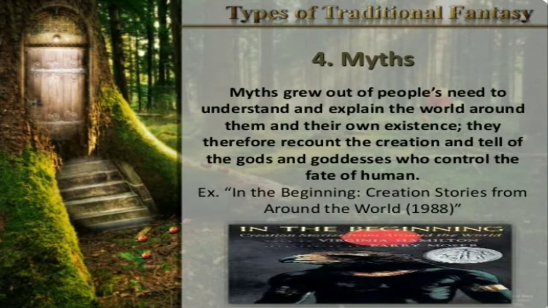The fourth type of traditional fantasy is the myth. Myth grows out of people's need to understand and explain the world around them and their own existence. They therefore recount the creation and tell of the gods and goddesses who control the fate of humans. For example, In the Beginning: Creation Stories from Around the World, 1988.